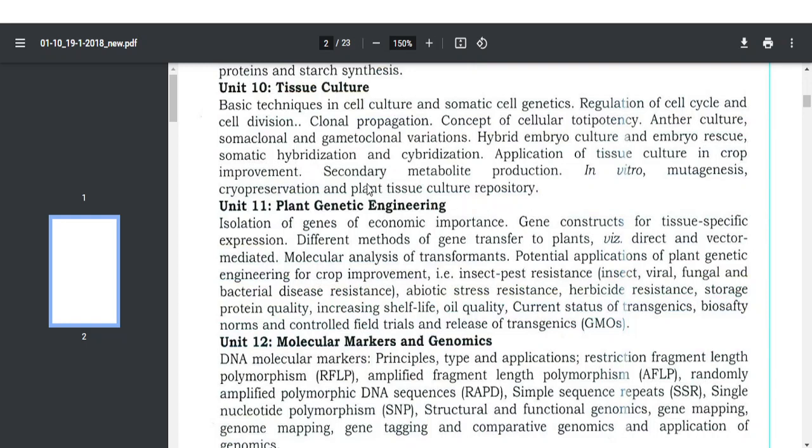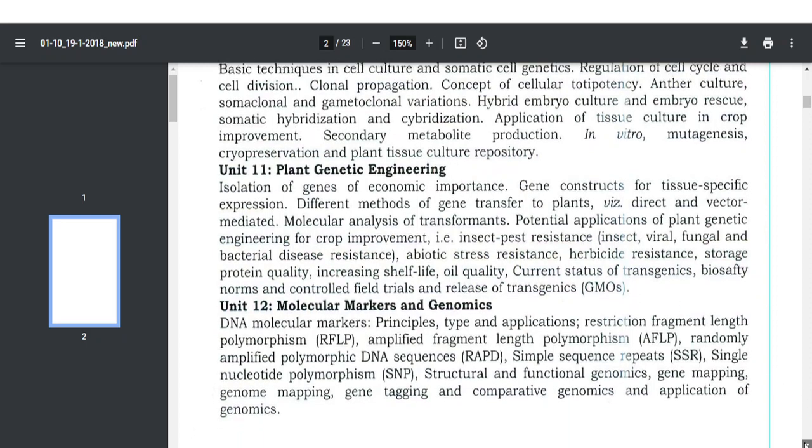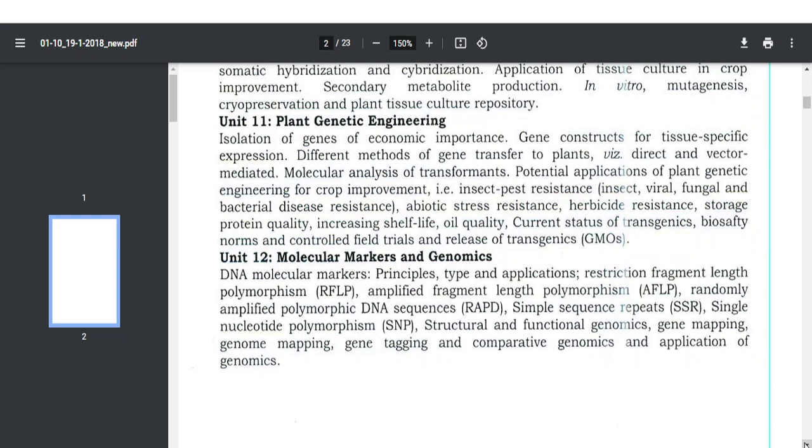Next you need to know about secondary metabolite production and the applications of those, for which you can refer either to the textbook or to a review article regarding secondary metabolites.